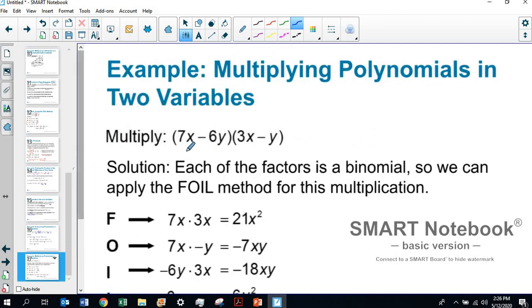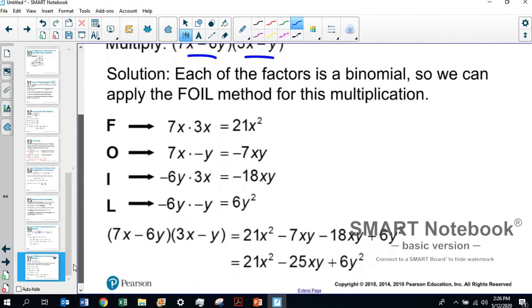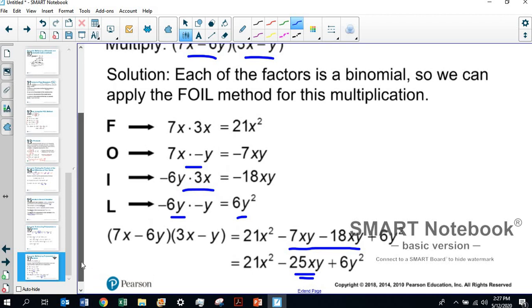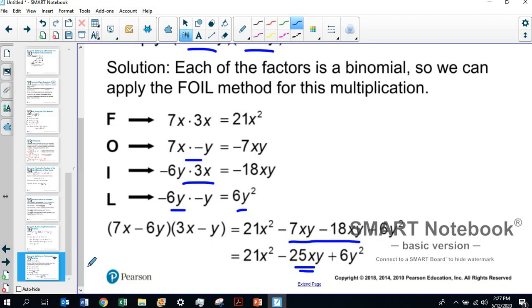FOIL method still applies if you have a binomial times a binomial, and it doesn't matter whether these are constants or whether these are y's. When you FOIL it out, see what happens. You get y's and x's both, and then you have this middle term that is still an xy term, so you can combine those two here and get that to be 25xy. But again, this is not anything really fancy or surprising.